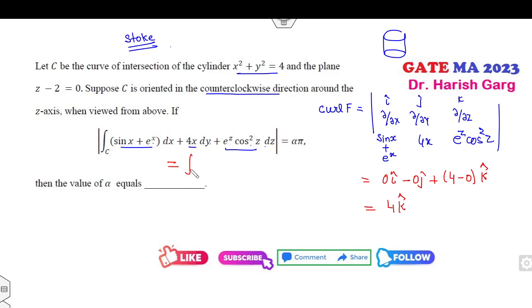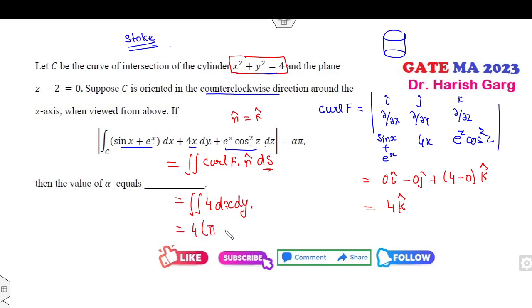So I can change it into the double integral of curl of f dot n cap ds. Since it is a k cap, your unit vector is also k, so it will be the double integration of 4, and ds will be dx dy. Now dx into dy is the circle. So what is the area of the circle? Pi r square. R square is 4, so the answer is 4 into 4, 16 pi. And your target is to find the value of alpha. Alpha is 16, which is the right answer of the problem.